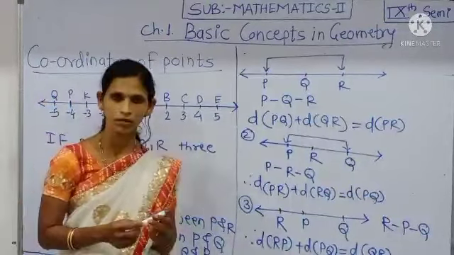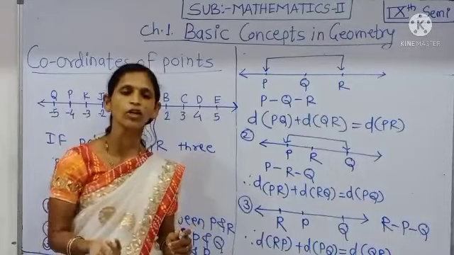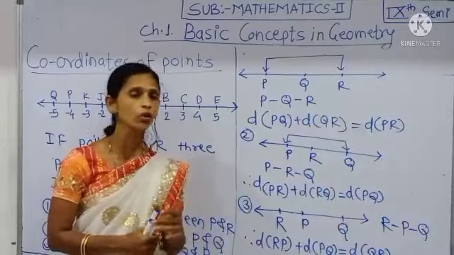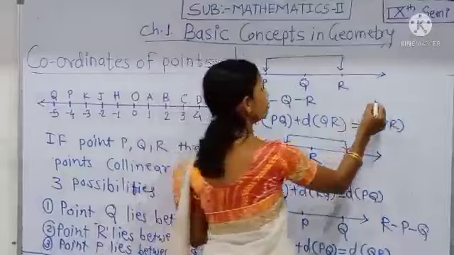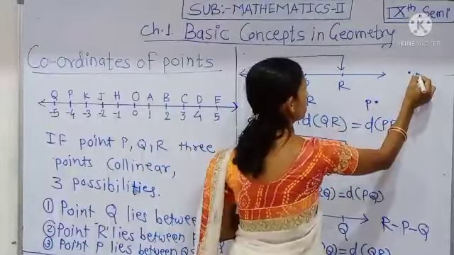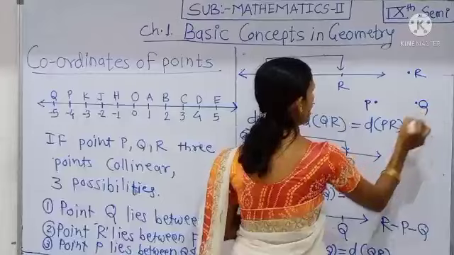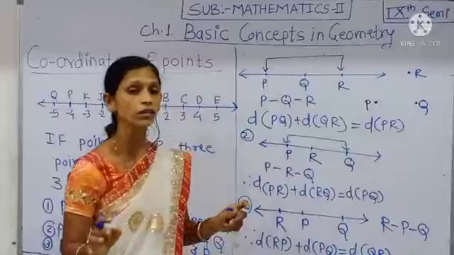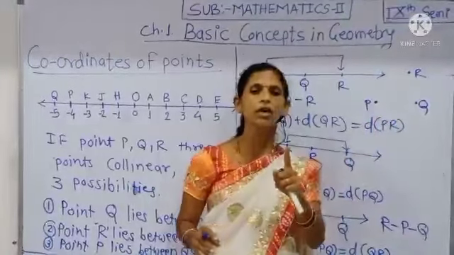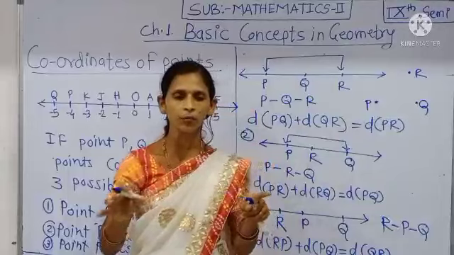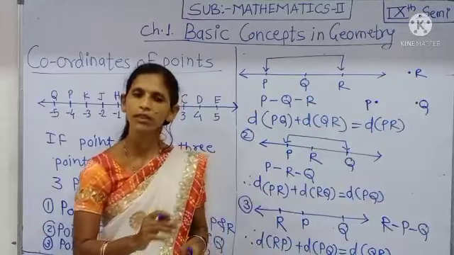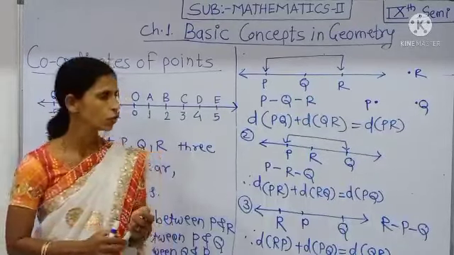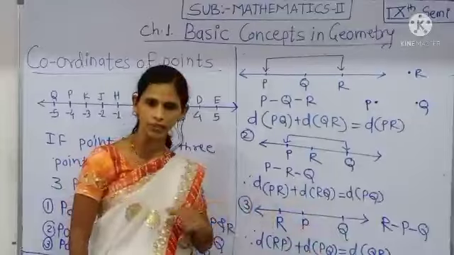And see here, that property cannot be applied to non-collinear points. Non-collinear points are 3 points, that is P, Q and R, through which we cannot draw a single line passing through all 3 points P, Q and R. Then we can solve a few examples based on that betweenness.